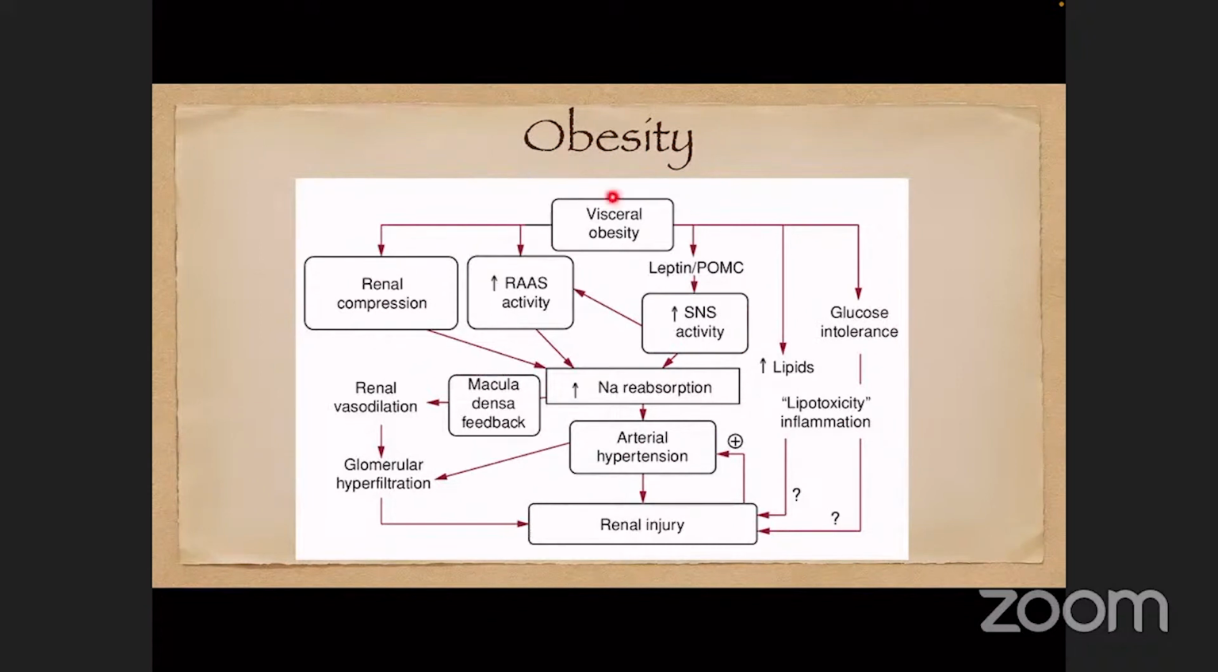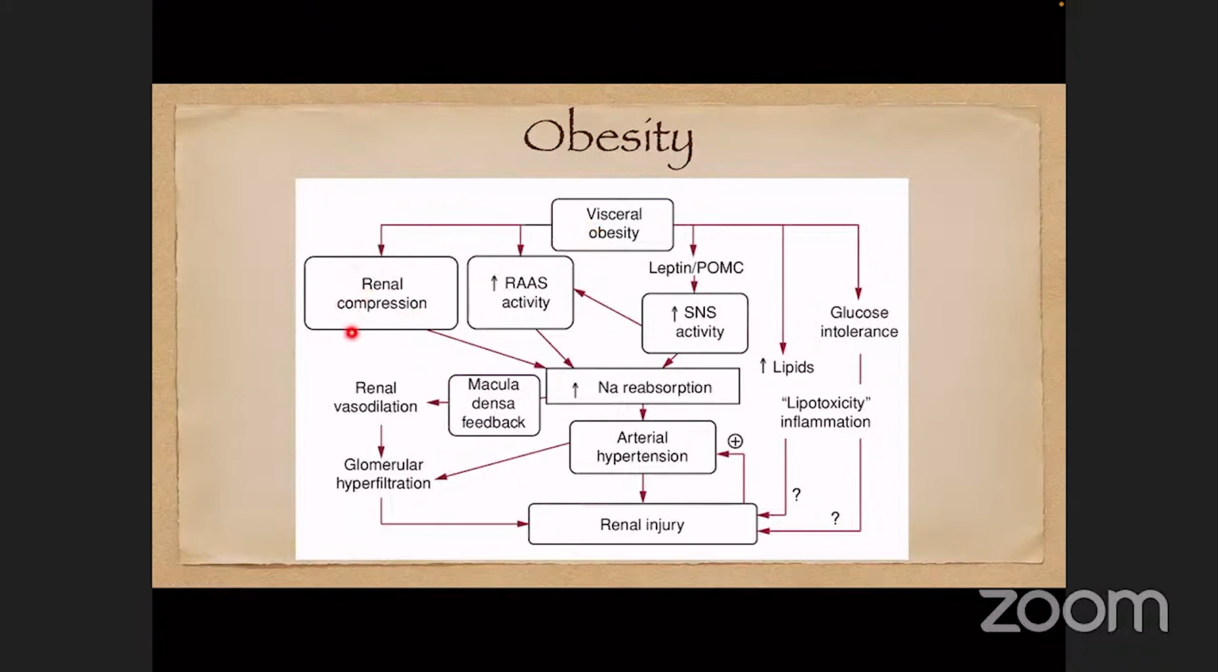So if you look at obesity, again, what is important to remember here is it's visceral obesity that is important and not subcutaneous obesity. If there is visceral obesity, one is there is increased leptin, and leptin is known to activate the sympathetic nervous system. Also, leptin can activate RAS. Also, visceral obesity itself can activate RAS.